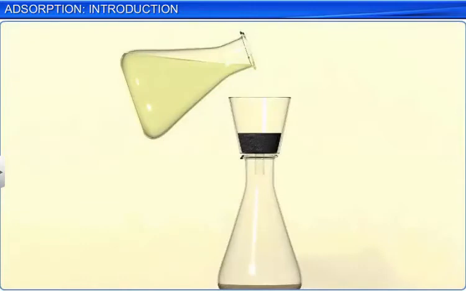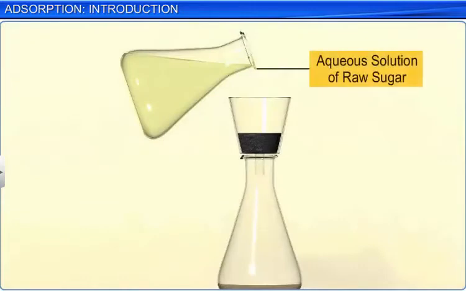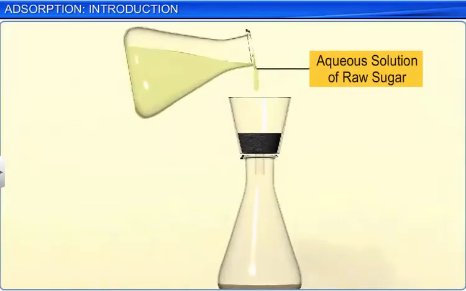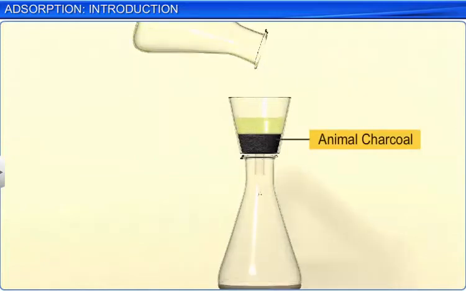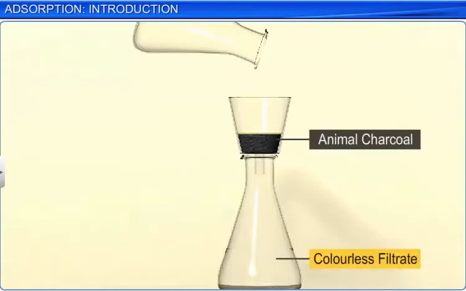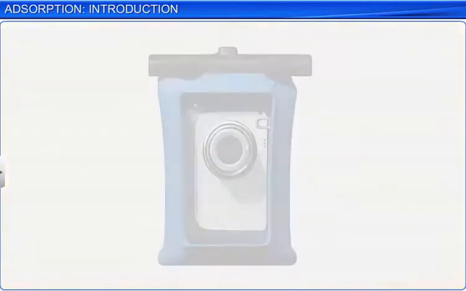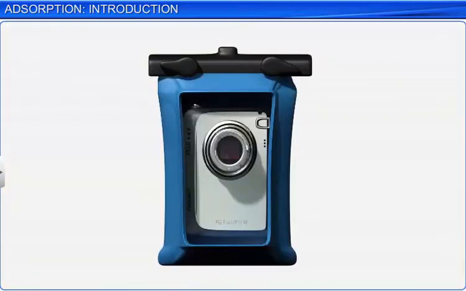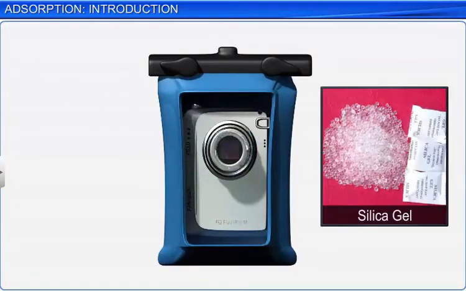While clarifying sugar, an aqueous solution of raw sugar is passed over beds of animal charcoal. The animal charcoal adsorbs the undesirable colors, and a colorless sugar solution is obtained. When delicate electronic equipment is stored, silica gel is used as a dehumidifier, since it makes the air dry by adsorbing the water molecules present in it.